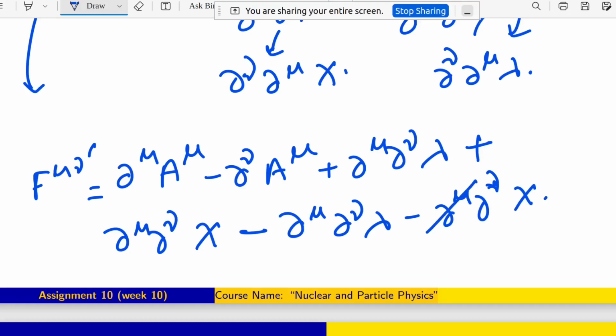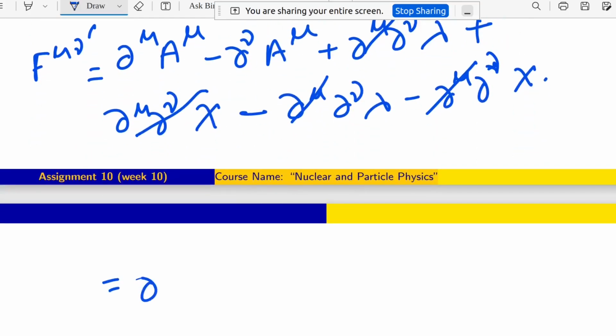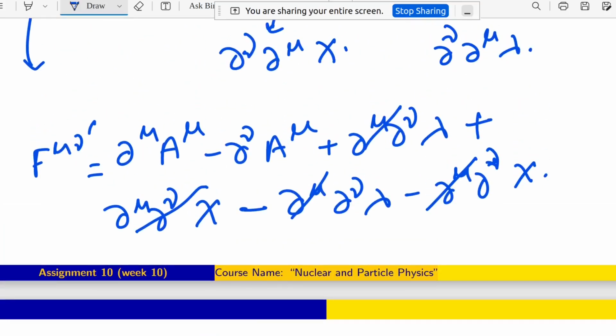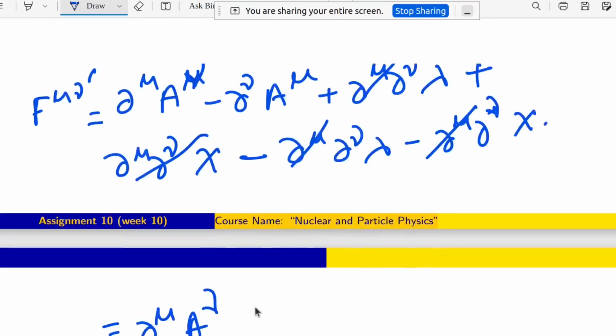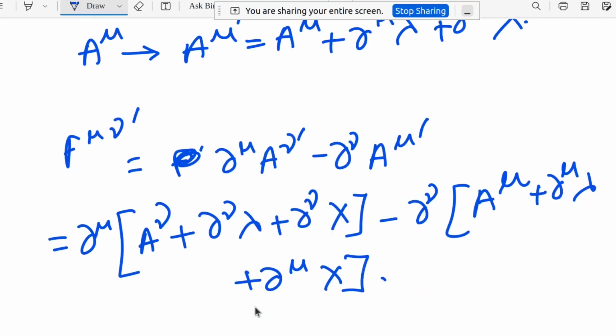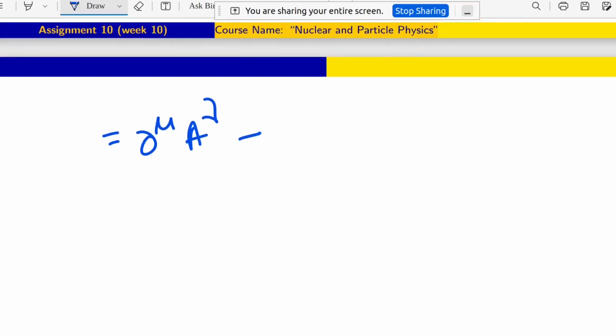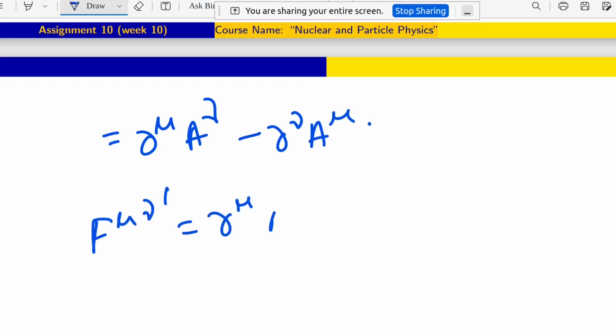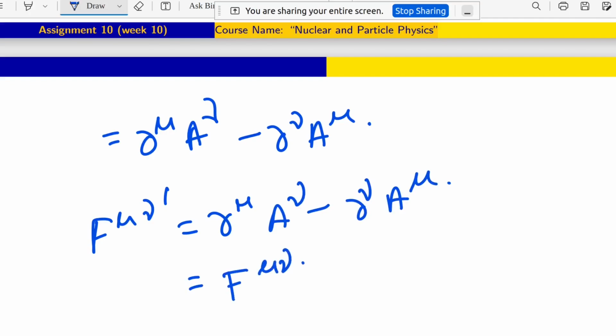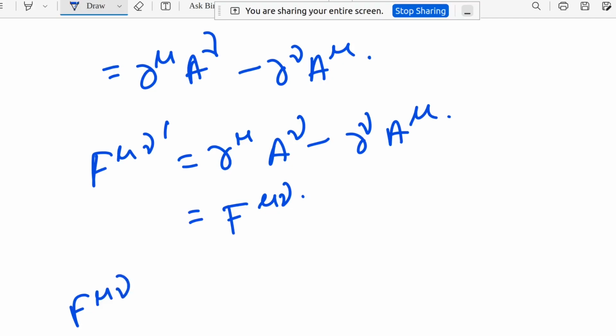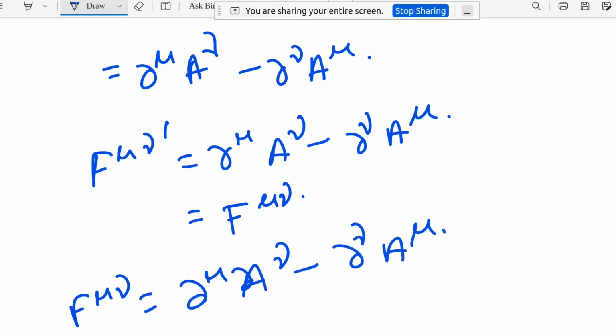So now obviously this one and this one will cancel out, this one and this one will cancel out. Then what will be left here? Del mu a nu, that will be nu, because here I think nu was there, no? Oh, I wrote wrong, here it is nu, so it will be nu. So del nu minus del nu a mu. So f mu nu prime is del mu a nu minus del nu a mu. It is exactly f mu nu, right? Because in f mu nu expression we had del mu a nu minus del nu a mu.